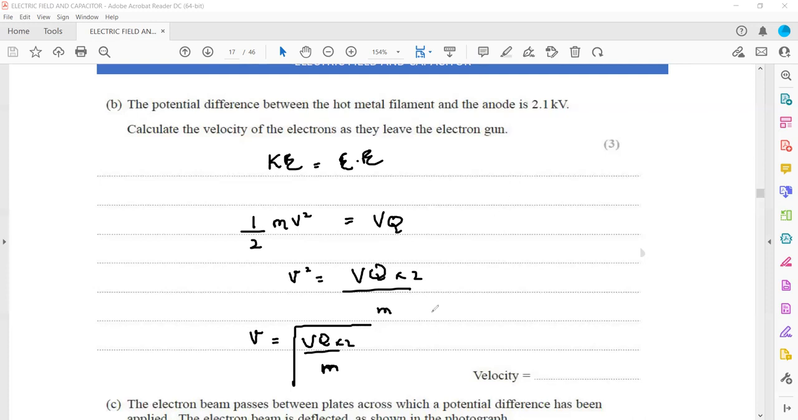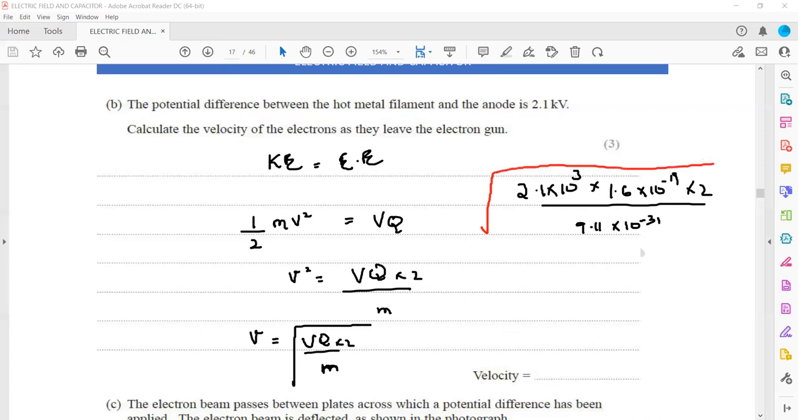So the voltage which we applied is 2.1 kilovolts, so 2.1 into 10 power 3. Multiplied by charge, because we are accelerating an electron, so we'll take the charge of 1 electron, which is 1.6 into 10 power minus 19. Then it is multiplied by 2 and then divided by the mass of the electron, which is 9.11 into 10 power minus 31. And for this, we'll take a root. This will give us the speed at which the electron is emitted, which is about 2.7 exponent 7 meter per second.